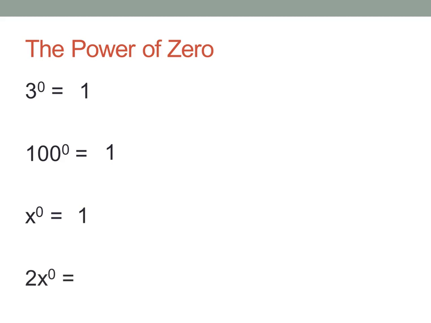Now here, this one's a little different. I have a coefficient here, number 2 before x to the 0. And remember, order of operations with PEMDAS, I do exponents before I do multiplication. So here, this is really 2 times x to the power of 0, which is 1. So 2x to the power of 0 means 2 times 1, which is 2. So be careful. X to the power of 0 is always 1, but there could be a coefficient there which could change your answer. So just be careful on that.